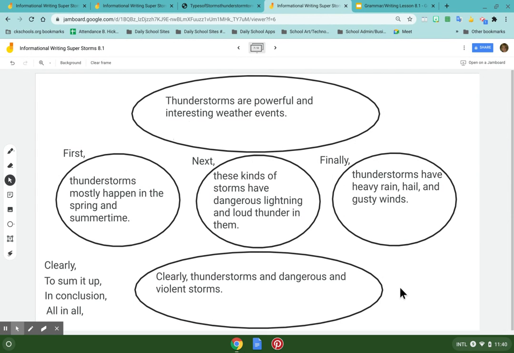Thunderstorms are powerful and interesting weather events. First, thunderstorms mostly happen in the spring and summertime. Next, these kind of storms have dangerous lightning and loud thunder in them. See my adjectives that I used? Finally, thunderstorms have heavy rain, hail, and gusty winds. Clearly, thunderstorms are dangerous and violent storms. Great paper.